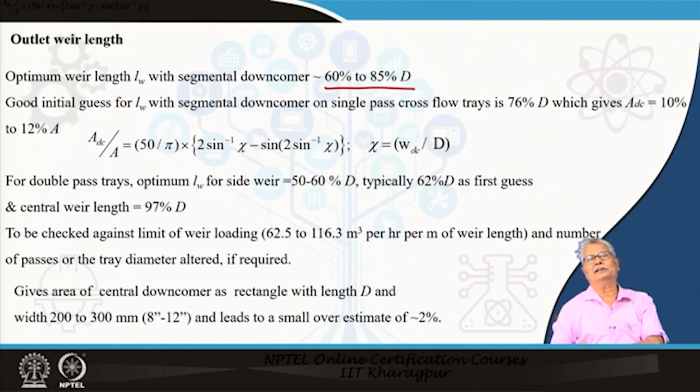if we have a very large downcomer, the pressure drop in the downcomer will be less and your backup will be less. We want, for good operation of a particular tray in a column, roughly about 50% depth of liquid in the downcomer. Now, a good initial guess for LW, we already have said many times, is about 76 to 78%. So 76% is a suggested value here, and similar values are suggested for other parameters like the double pass tray.